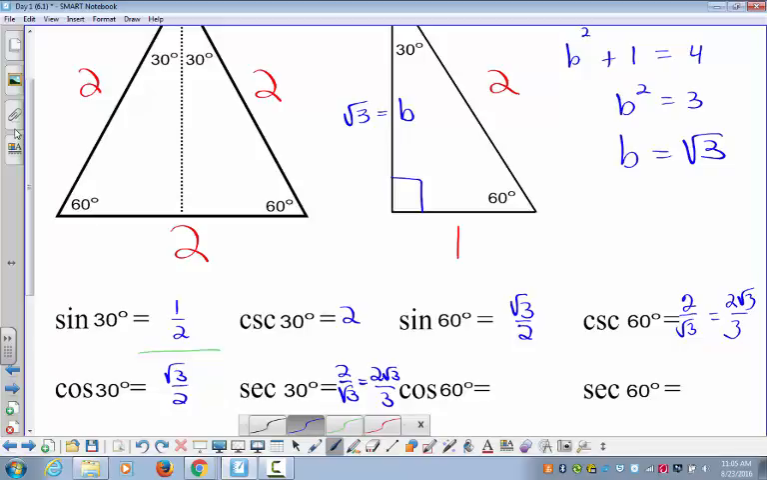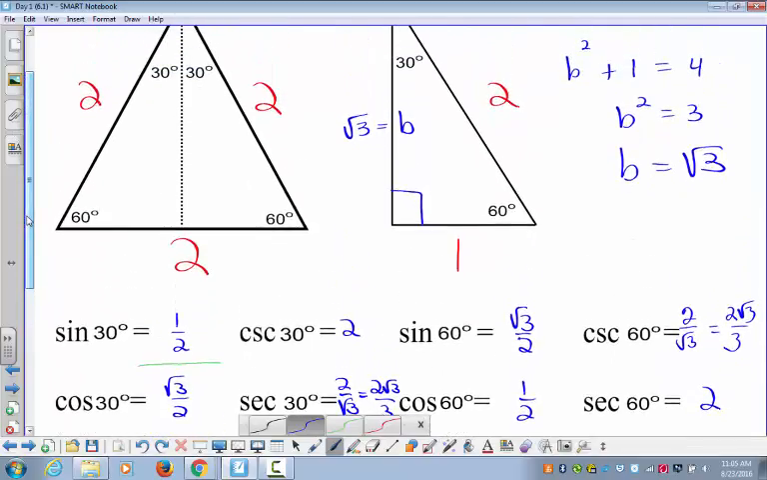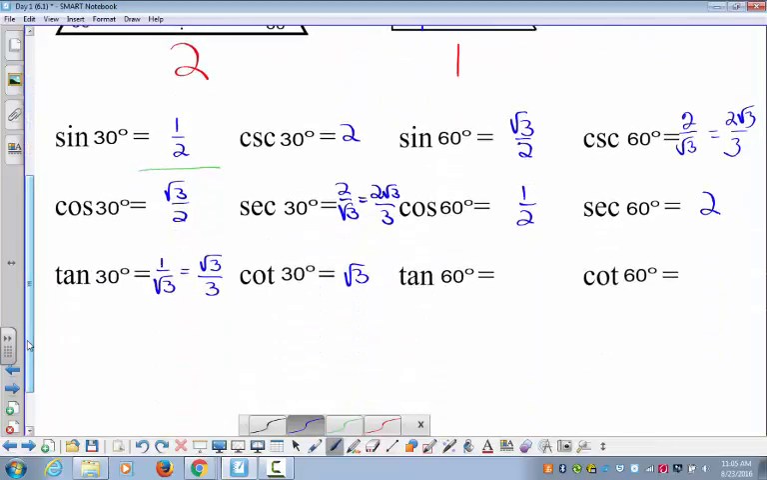1/2. What's your name? Taylor. 1/2, and then the secant would be 2. Tangent 60? Square root 3? Everybody agree? Opposite over adjacent, root 3 over 1, that's root 3. Take the reciprocal, we get 1 over root 3. Rationalize that, we get root 3 over 3.